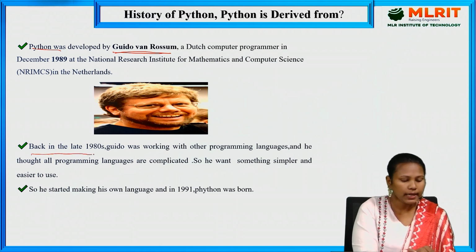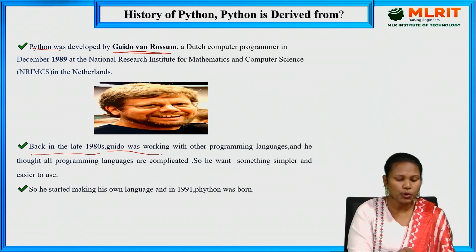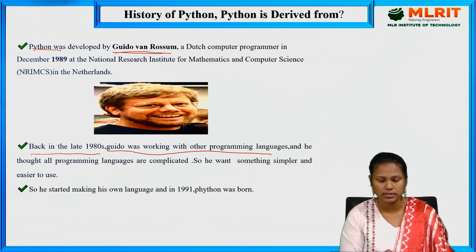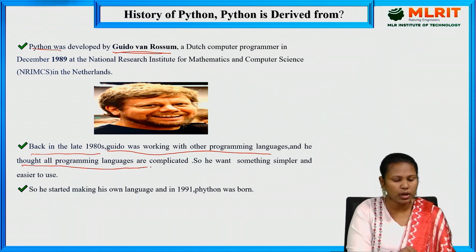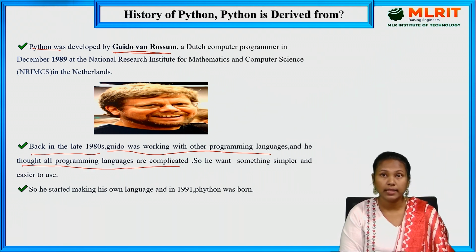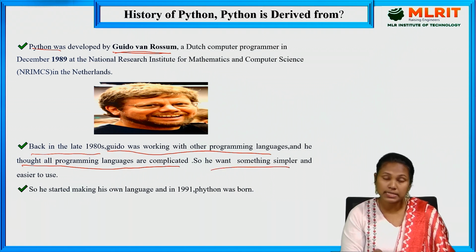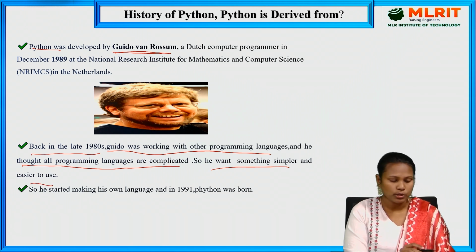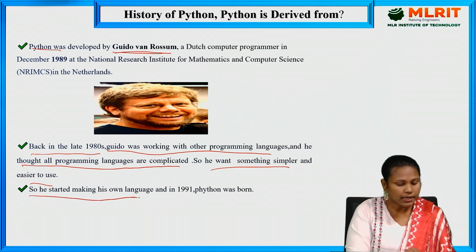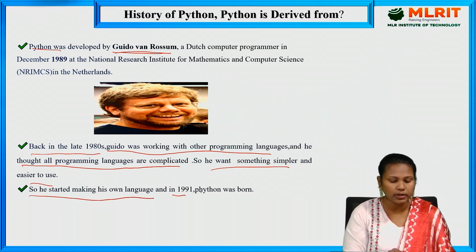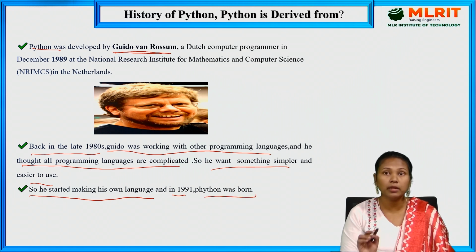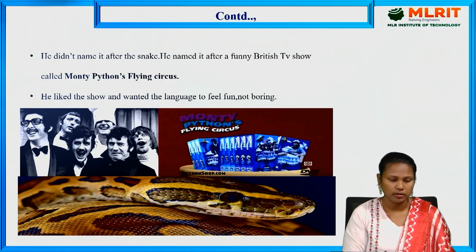Back in late 1988, Guido was working with other programming languages, and he thought all programming languages are complicated. That's why he developed the Python programming language. He wanted something simpler and easier to use, so he started his own language. In 1991, Python was born, meaning Python came into existence.